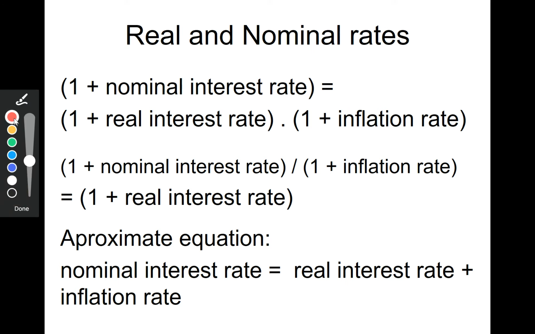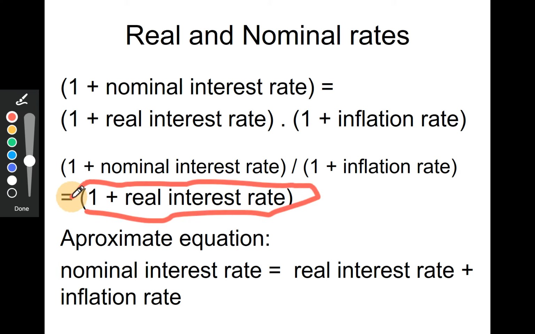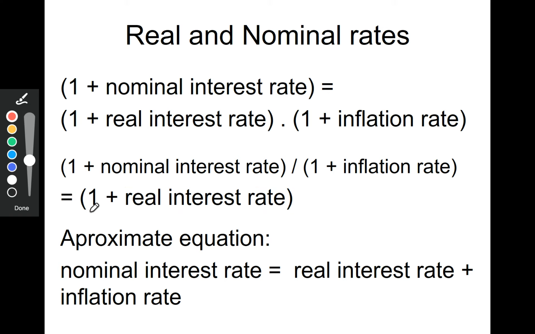would equal taking the nominal interest rate of 4%, adding it to 1, writing it as 1.04, and then dividing it by 1.01 for the inflation rate of 1%. And then you get an answer that has an extra 1. You subtract 1 from it and you get the real interest rate.